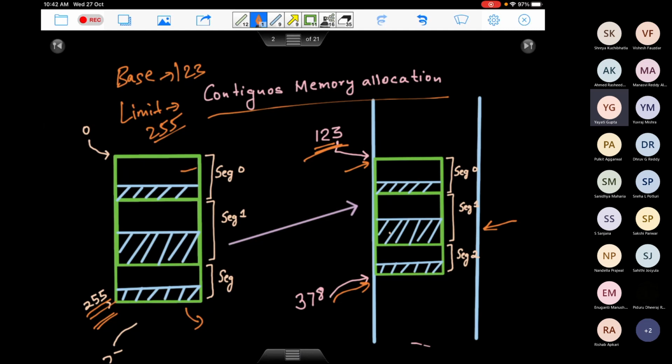Let's say I am referring to the virtual address 10 here. What will be the corresponding physical address? 123 plus 10, right? 133. So somewhere here, 133.